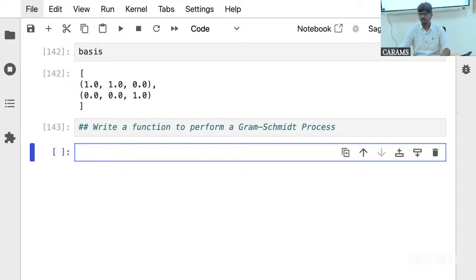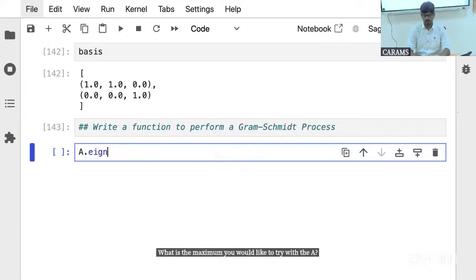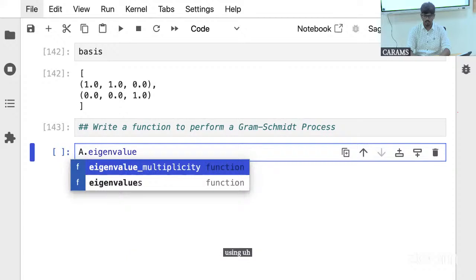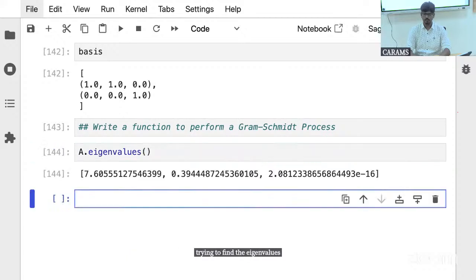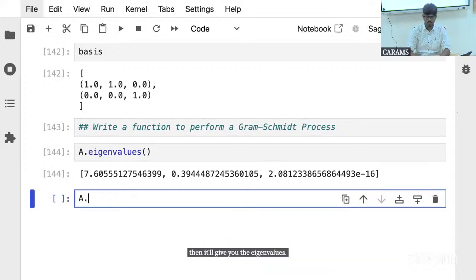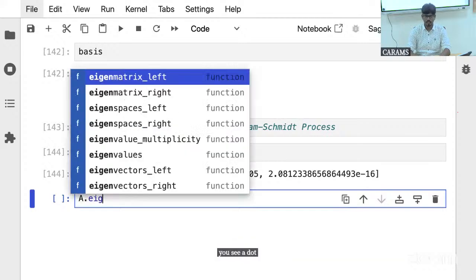So next with A, let's say you have any A, then what is the maximum you would like to try with the A? Not maximum. What is the other thing that you will try to do with the A is trying to find the eigenvalues, eigenvectors, etc. So they're all already built in Sage Math. If you look at it, A dot eigenvalues of, then it will give you the eigenvalues. You see A dot eigenvectors.